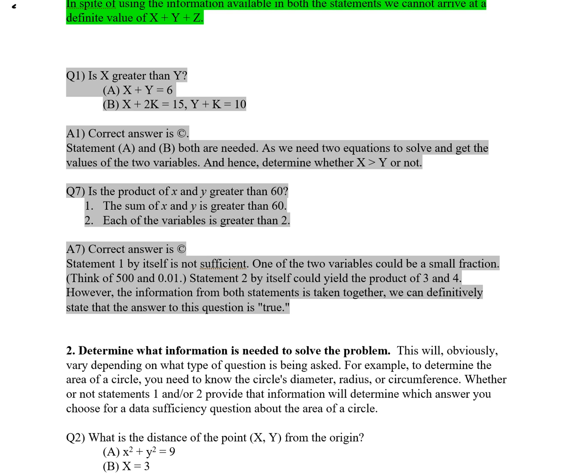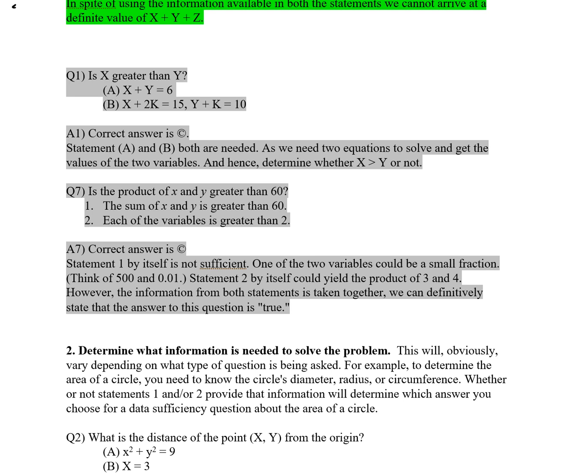Question number 7: is the product of x and y greater than 60? Again, I need not prove that it is greater than 60. I just need to say whether it's 100% time true or whether it's 100% time false. So I can answer anything out of these two, and that would be good enough.